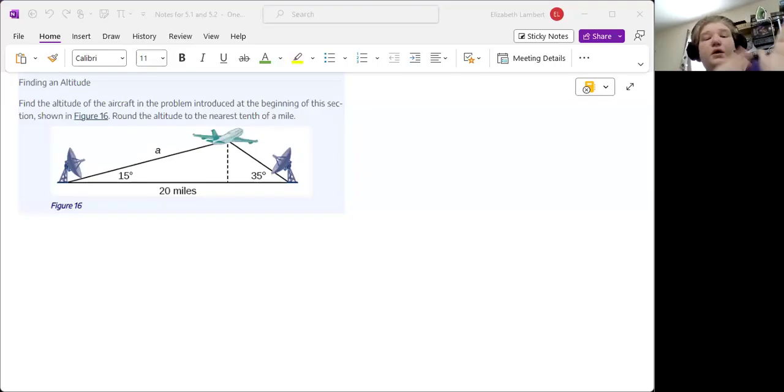Okay, so here's an interesting one. We have two towers that have pinged an airplane. We know the towers are 20 miles apart. One saw the aircraft at an angle of 15 degrees, the other at an angle of 35 degrees. What they want to know is the altitude.